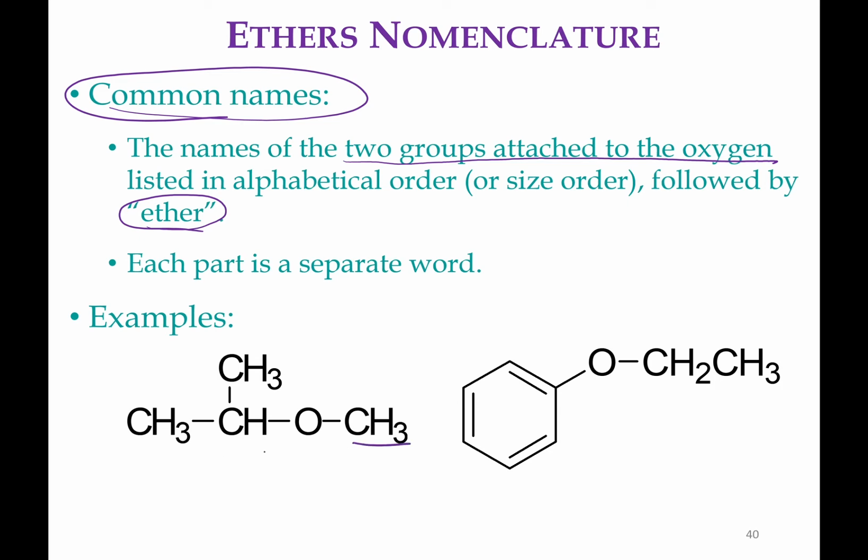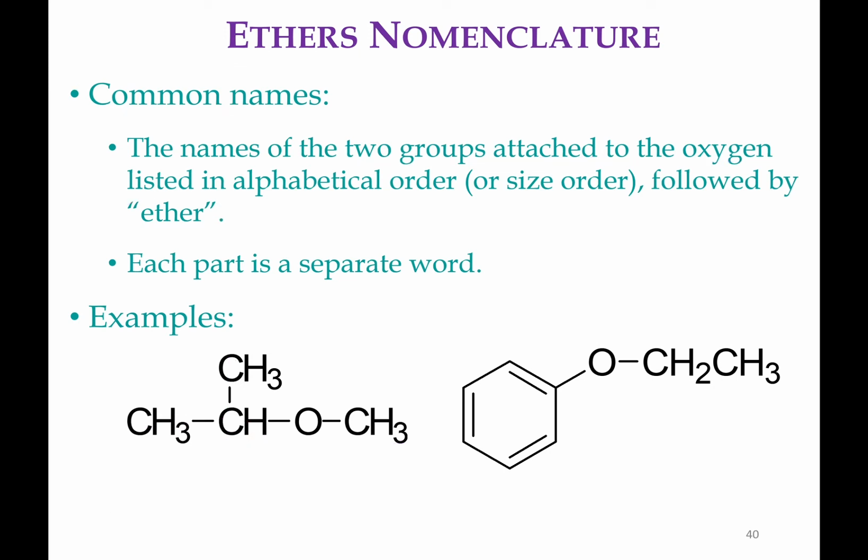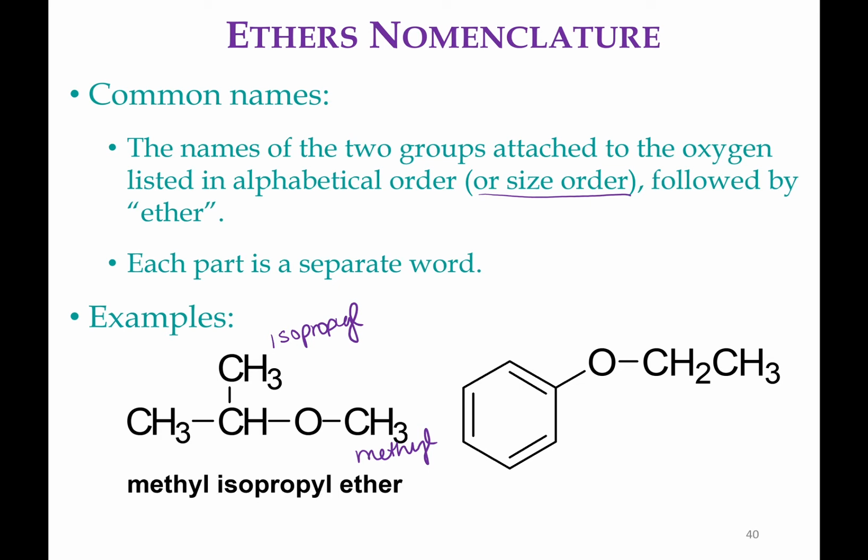This one is methyl, and what kind of group is that? It makes that Y with three carbons. So we have a methyl group, and we have an isopropyl. So we would list them in alphabetical order. Alphabetical order is always correct, but in this case, you could also list them in size order. So we could say methyl isopropyl ether, because this is actually size order.